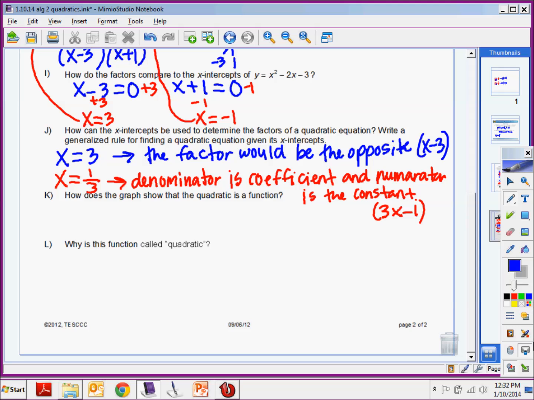Wait. How do we know what a graph looks like? If a graph is a quadratic, it's called a what? What is the shape? Parabola.